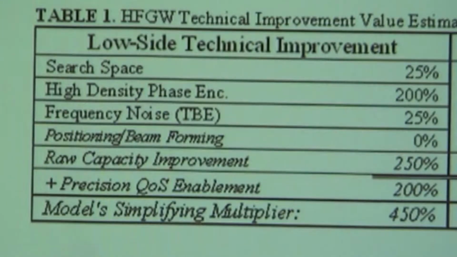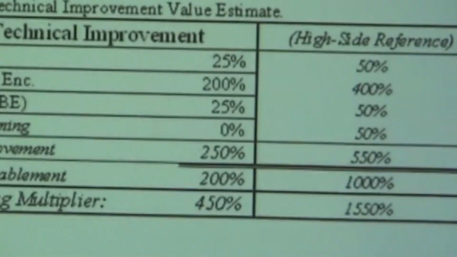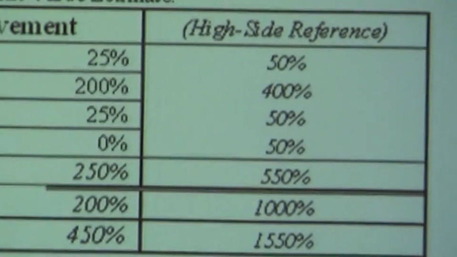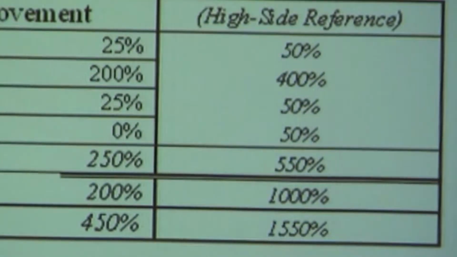For better beamforming due to precision positioning, we choose not to include this technology in the low side estimate, since it's somewhat speculative. For the high side estimate, 50% is used. As you can see in the table below, the low side technical improvements are on the left and the high side on the right. The high side references add up to 1,550%, and the low side references provide a model simplified multiplier of 450%.